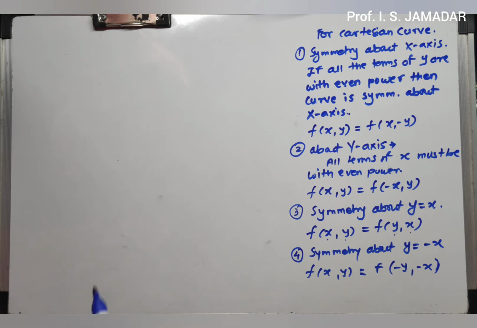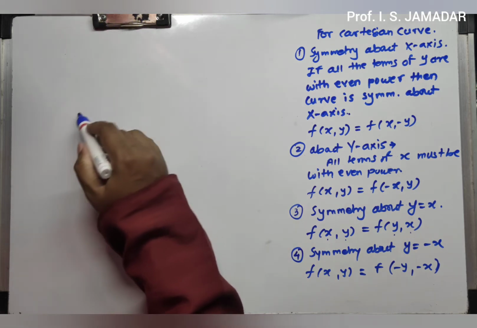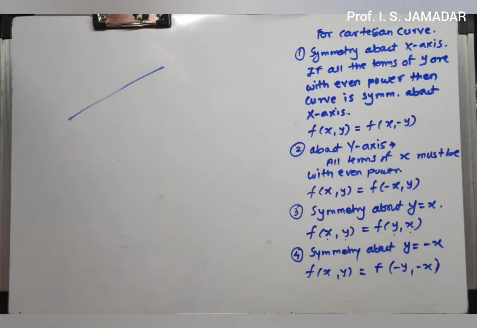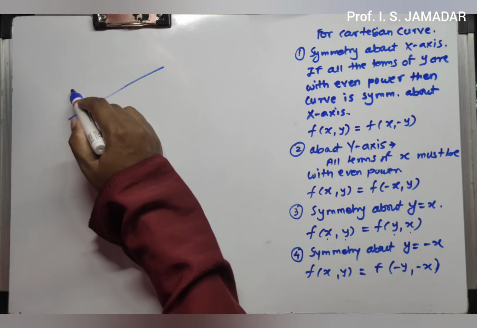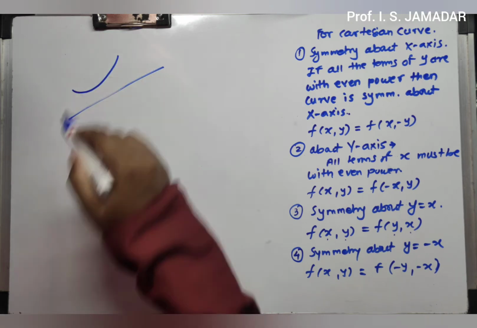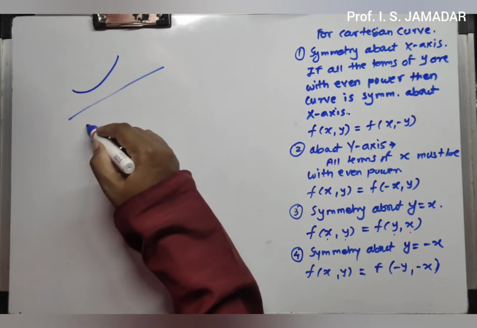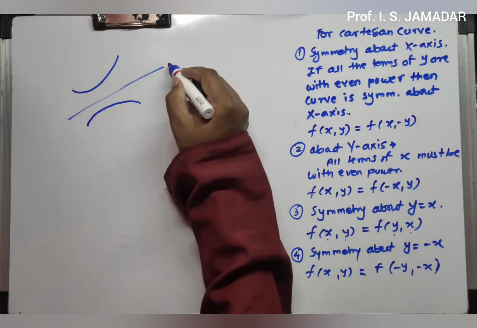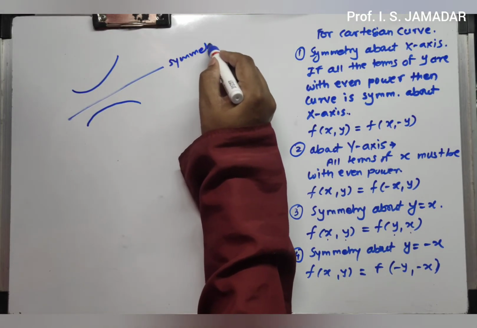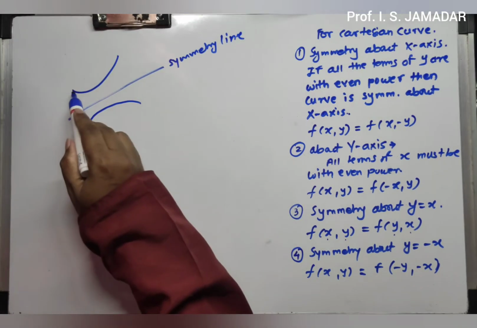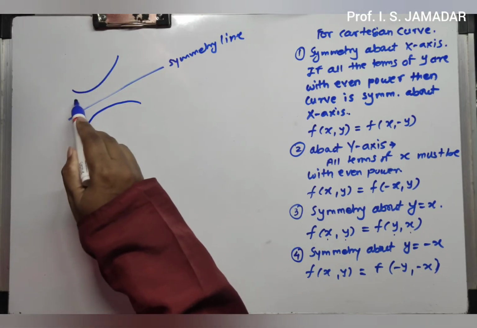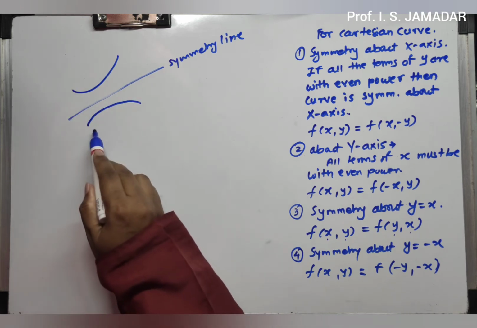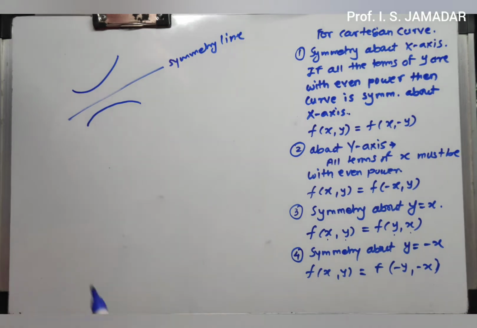Now we'll see this diagrammatically, what that symmetry means. If this line is acting as an axis of symmetry, line of symmetry, then if this is the curve, its reflection will be there on the other part of the line of symmetry. You can see that whatever curve we have on one part of the line, its reflection is on the other part. Means this line is acting as a mirror image. This is the real meaning of the symmetry. Okay, this is for the Cartesian curve.